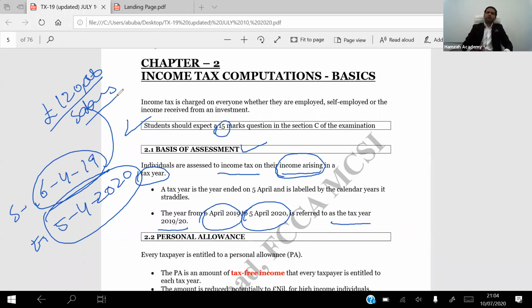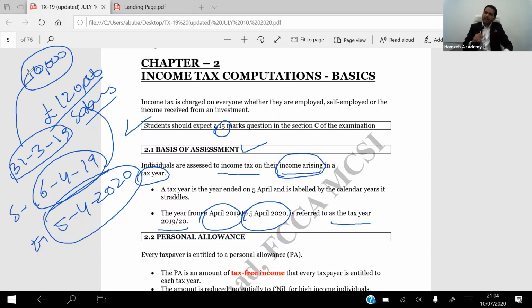But if I tell you I also earned 10,000 on 31st March 2019, do I have to pay tax on that 10,000? No. Because the date when I earned this money does not fall between these two dates. This was the previous tax year.